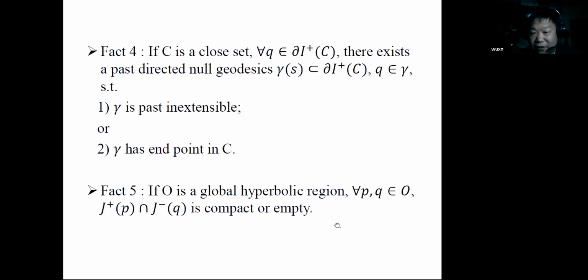Fact 5 is also very useful. That means if a neighborhood O is globally hyperbolic, then for any p, q belonging to O, the intersection of these two sets can only be one of two cases. That means it is a compact set, otherwise it will be empty. Okay.